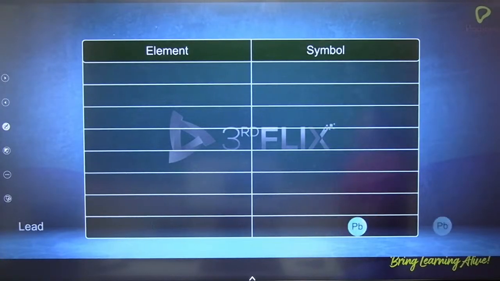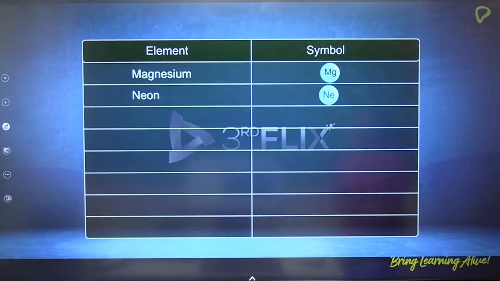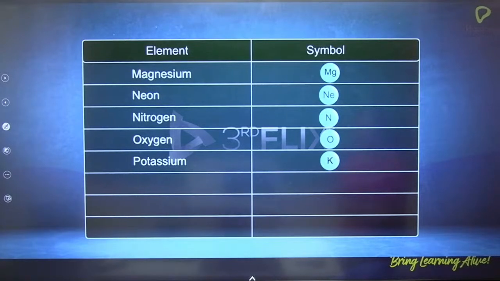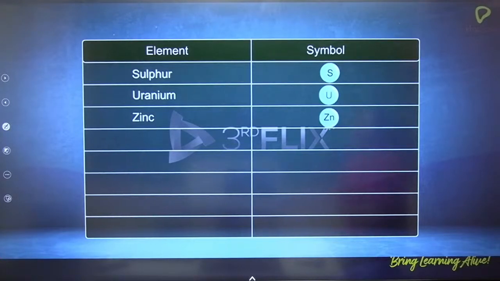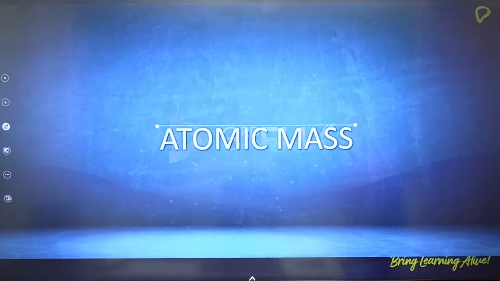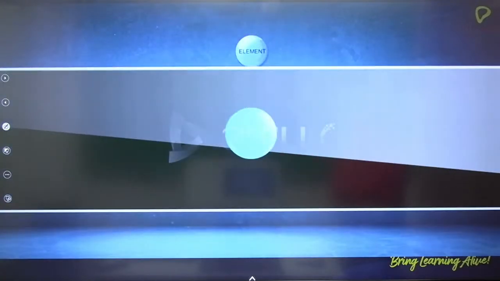So remember all these elements and their symbols: magnesium Mg, neon Ne, nitrogen N, oxygen O, potassium K, silicon Si, silver Ag, sodium Na, sulfur S, uranium U, zinc Zn. So these are the symbols and these are the elements.